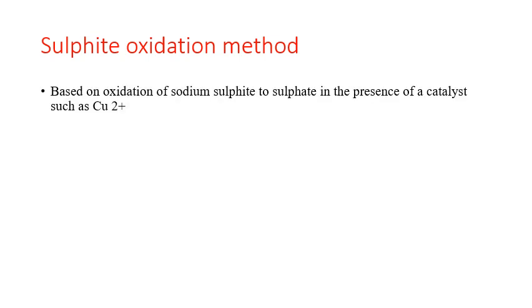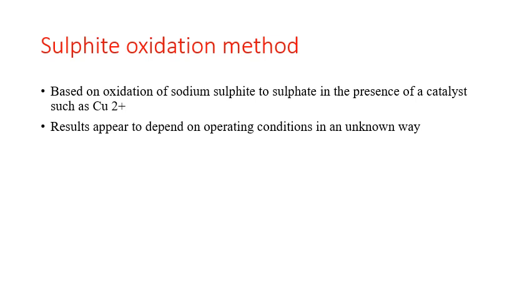The final method to measure KLA inside the reactor is the sulfite oxidation method. Again, this is used, but not as much as the steady state or dynamic methods. The principle is based on oxidation of sodium sulfite to sulfate in the presence of a catalyst such as copper 2 plus. Cupric ions are the catalyst there. You see how much oxygen is required to oxidize sodium sulfite to sulfate. It's a pretty straightforward method.